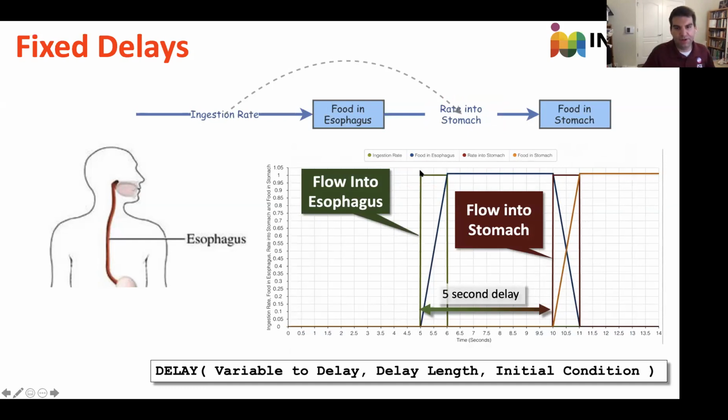So I get my initial pulse when I started to eat something at time 5, and then gradually I fill up the esophagus, and then the esophagus has that food in it for 5 seconds, and then 5 seconds after I started eating, then that food hits the stomach and starts emptying into the stomach, causing the amount in the esophagus to go down while the amount in the stomach goes up. And once you've gotten rid of that whole pulse, then the amount in the stomach stays constant. So it's exactly the same as what we saw in Vensim, but we've implemented it now in Insight Maker.